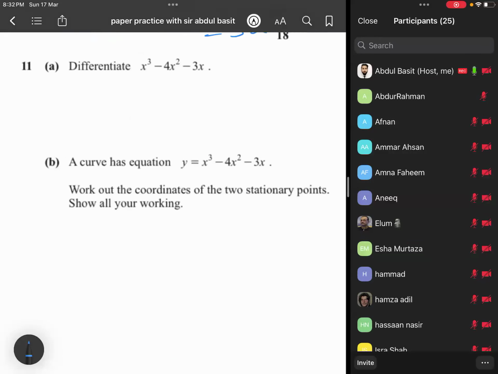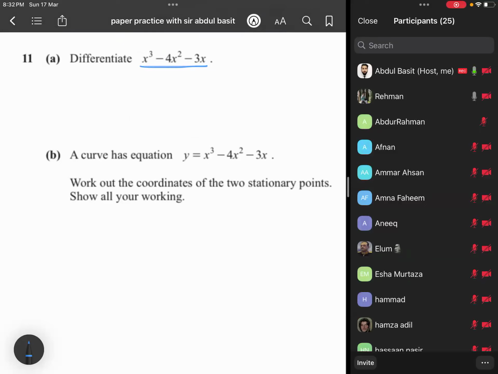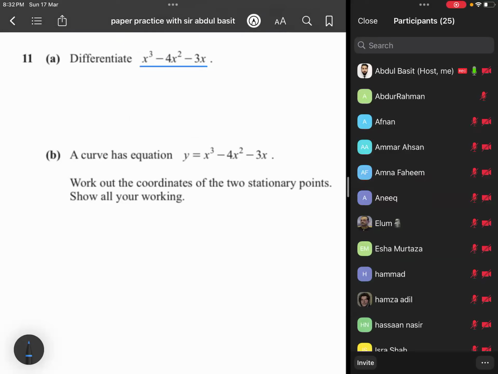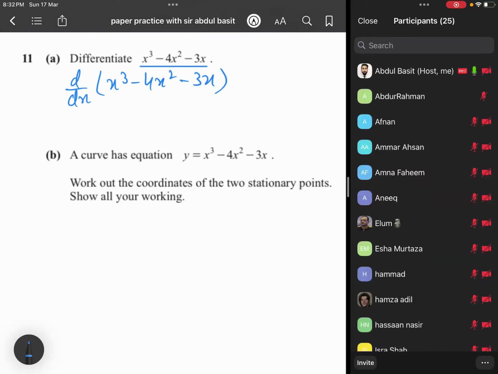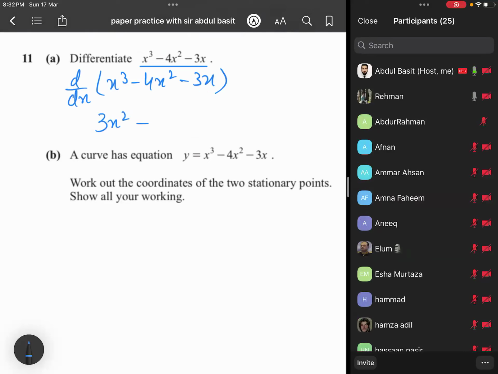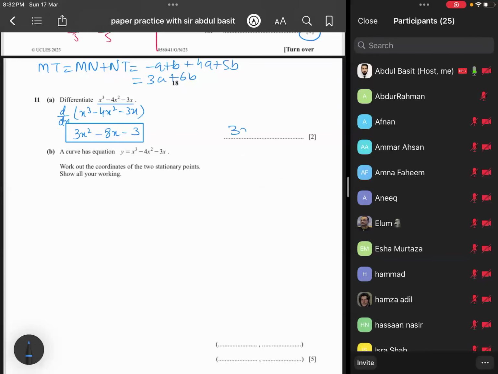Now, differentiate means derivatives. So this is for IGCSE students, not for O-level students. So please pay attention. Differentiate x cube minus 4x square minus 3x. So take dy by dx. d by dx is the differentiation. Derivative of x cube would be 3x square, minus 4 twos are 8x, minus 3. That would be the differentiation of the first equation: 3x square minus 8x minus 3.